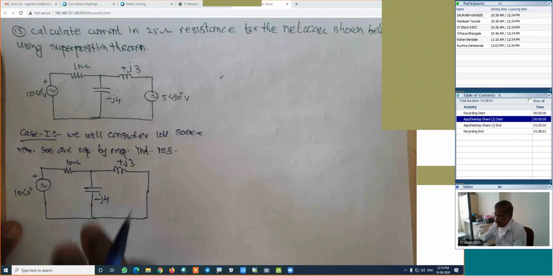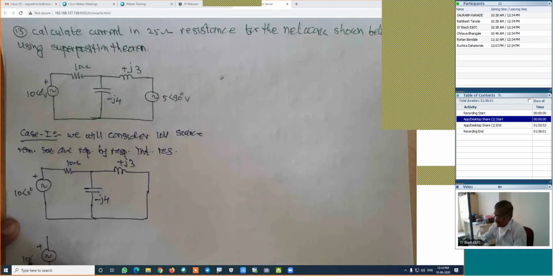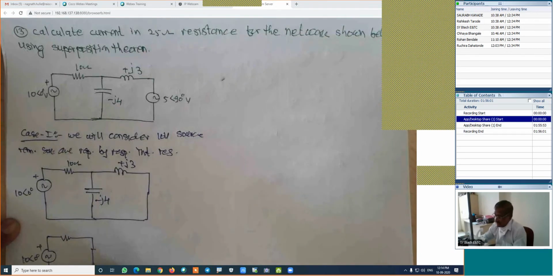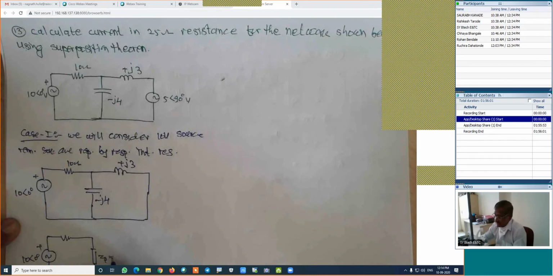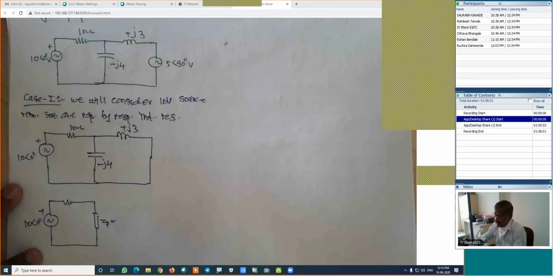What will the next figure be for case 1? These two will be in parallel combination. The next figure will be something like this. This is plus, this is 10 at an angle of 0 degrees. This 10 ohm remains as it is, and here will be the parallel combination. Whenever there is a parallel combination, we call it the impedance ZP. I will call it ZP, the parallel combination of these two.